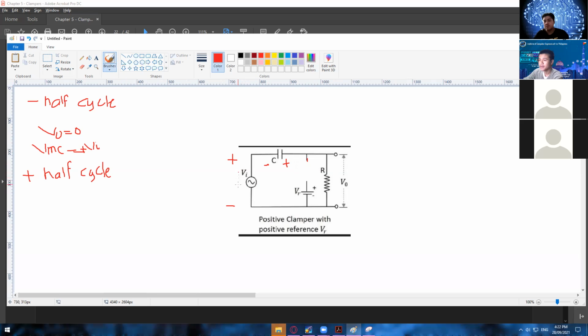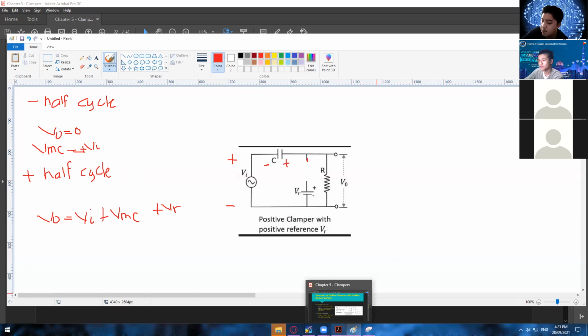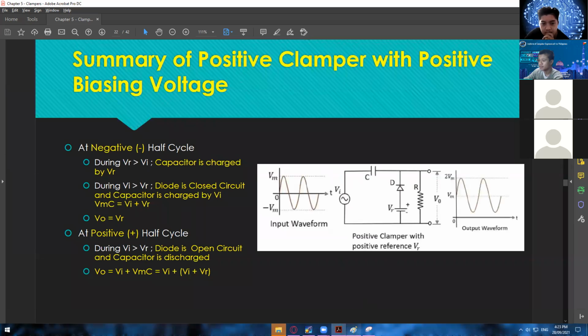And then our output right here, our VO, will be equal to VI plus this VMC right here, plus this VR right here. And our VMC will be coming from the negative half cycle. So that's what's happening.